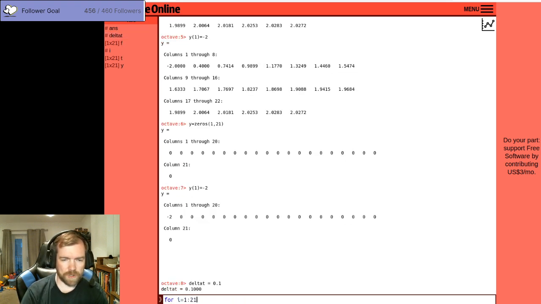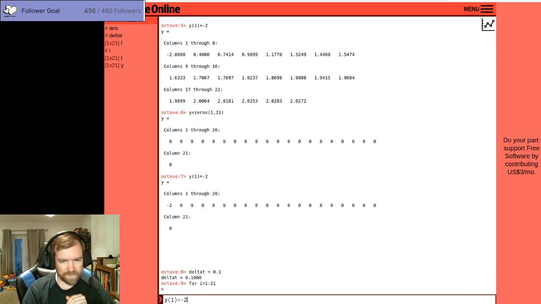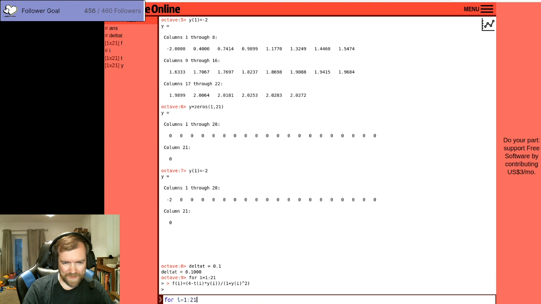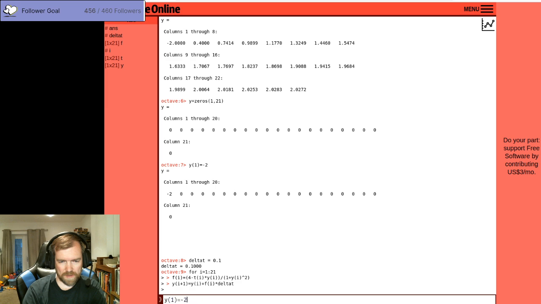and say, okay, for i going from 1 to 21, we said our f of i is going to be this thing, which I don't have any arguments against. Not changing it. And then our y is going to be this, and again we can change this now to generally be delta t, like that. And then that was it, right? Just end. Yep.